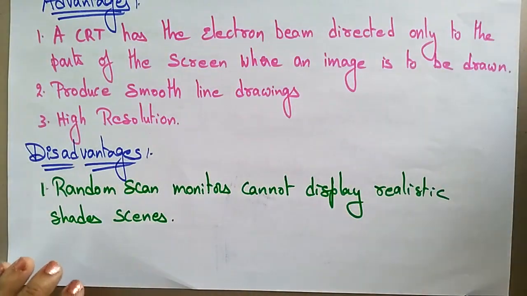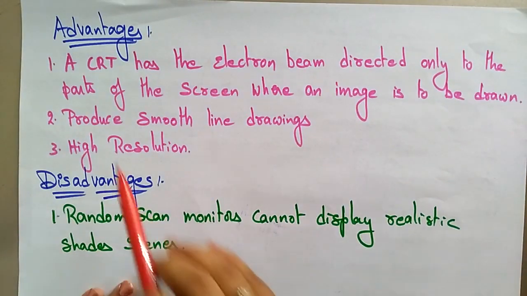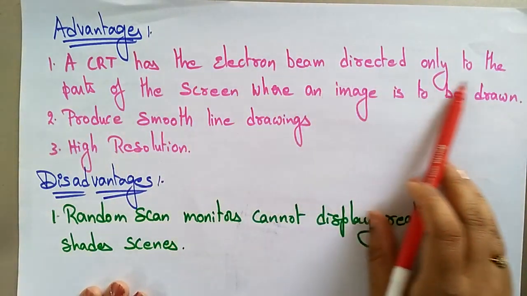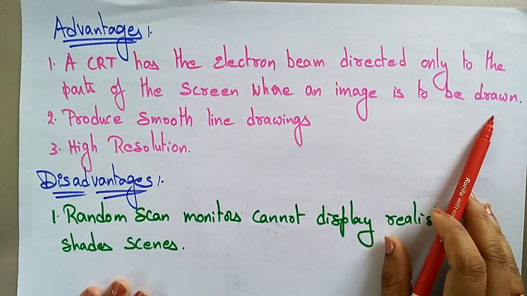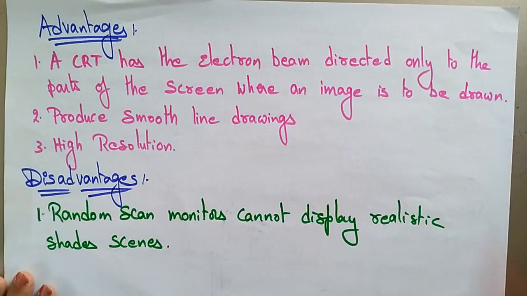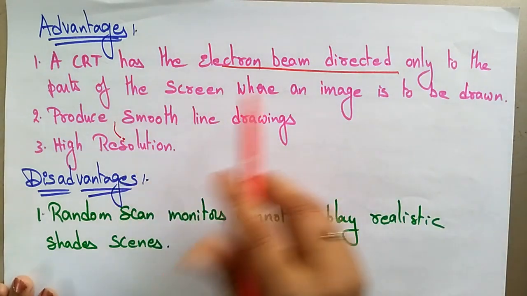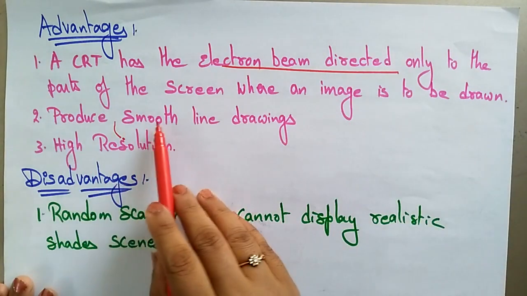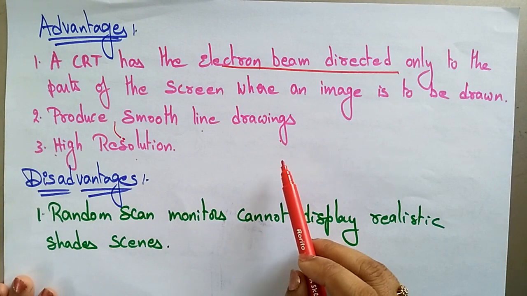Let me explain the advantages and disadvantages of using the random scan. A CRT has an electron beam directed only to the parts of the screen where an image is to be drawn. So this is one of the advantages: the electron beam is directed only to the part of the screen where the image has to be drawn, not to the entire screen. It produces smooth line drawings, and it has high resolution.